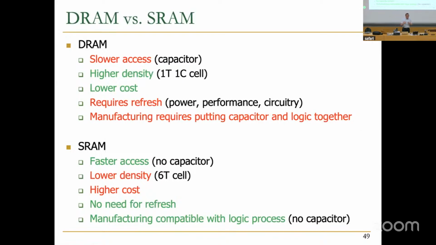So DRAM is, in general, slower access because capacitor sensing is a much slower process. You're really reading from the capacitor that's really small, and you need to amplify that. As I said, this takes many, many nanoseconds. But because the capacitor is so small, and it requires only one access transistor, it's called a 1T, 1C cell: one transistor, one capacitor. It's very high density. So you can have very high capacity in a given area. As a result, it's also lower cost per bit. And when you talk about memory, you usually talk about cost per bit. So cost per bit is very low.